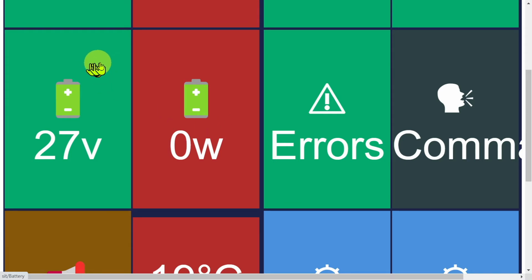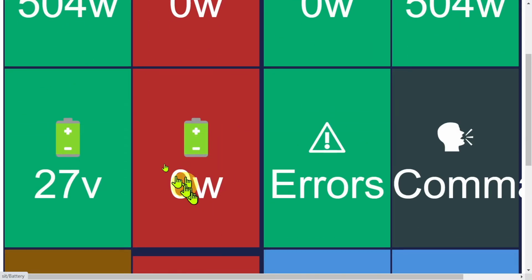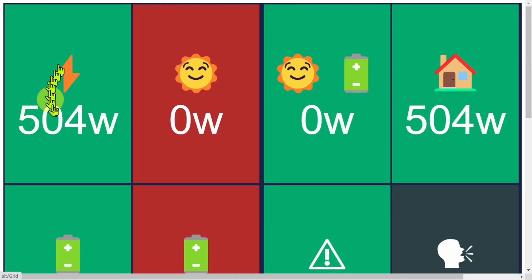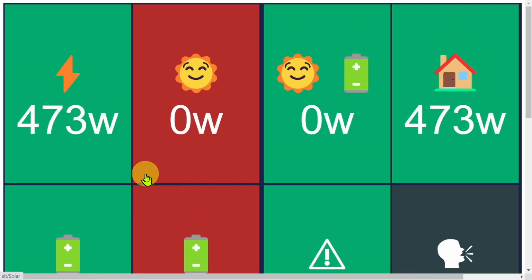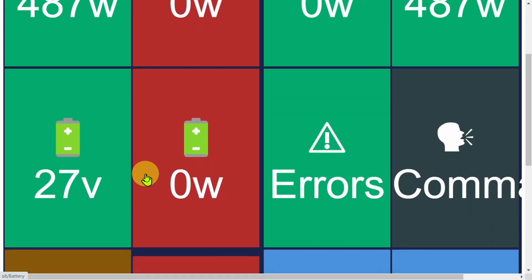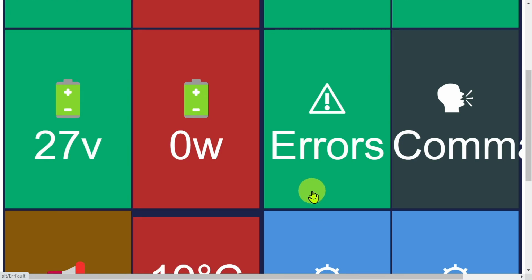You may have noticed that tiles are of 2 colors, red and green. Red means not active. Green generally means active. So solar and battery are red, which means no output. The next tile represents errors and it's green, which means no active errors, that's good. The next tile represents manual command. I will go into details of each tile shortly.